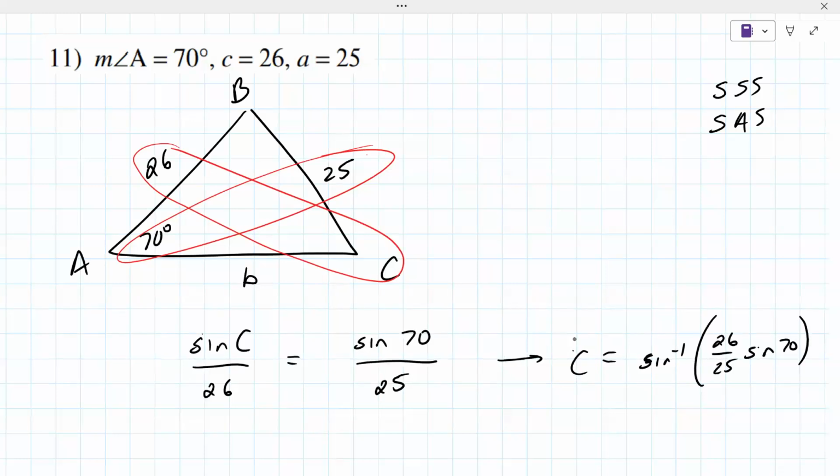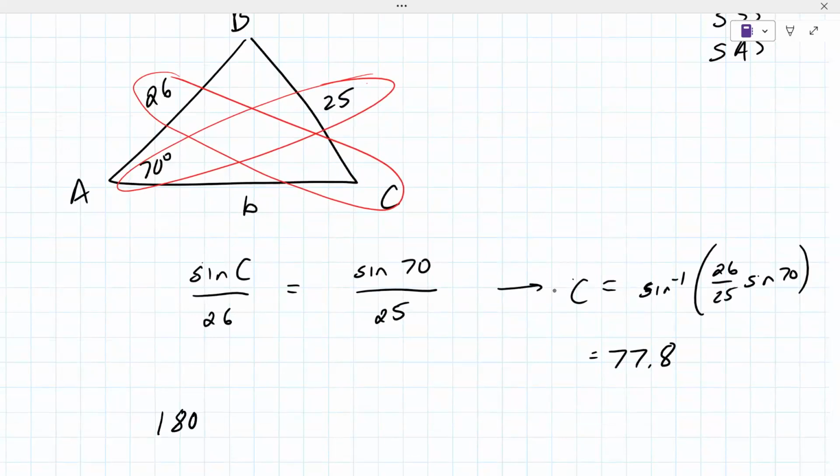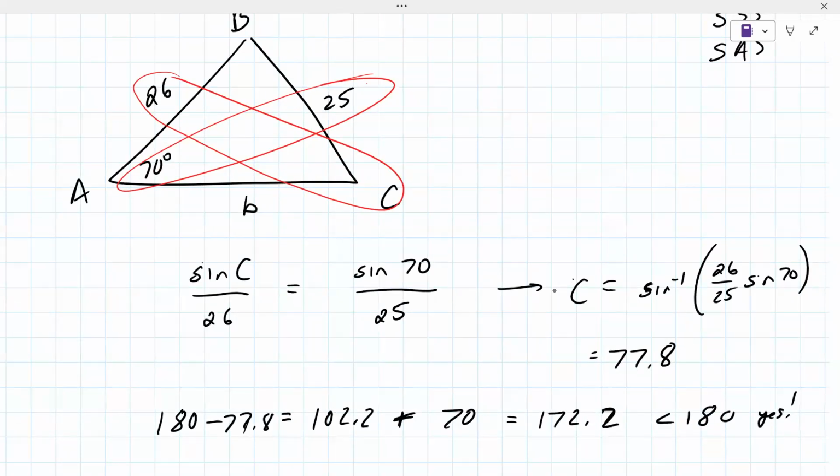Okay, so this is where you said 77.8. This is where you have to check. The first thing you do is subtract the angle from 180, which is 102.2. Then you add the other angle, the one that you started with, and you decide if there's room. Basically, is this less than 180? Yes, it is. Okay, so then that would have two solutions.